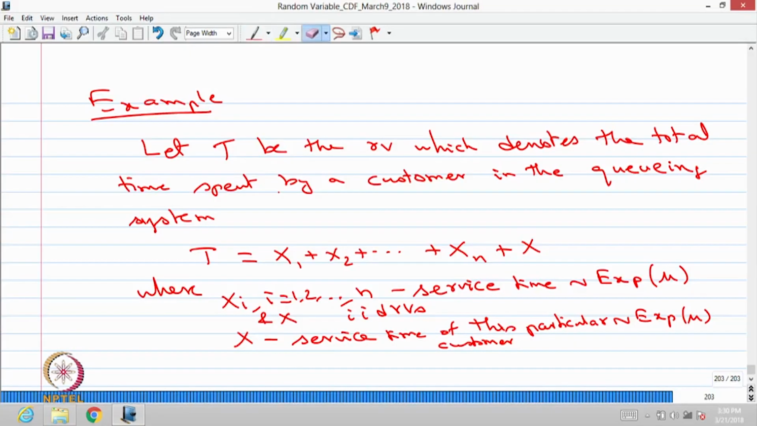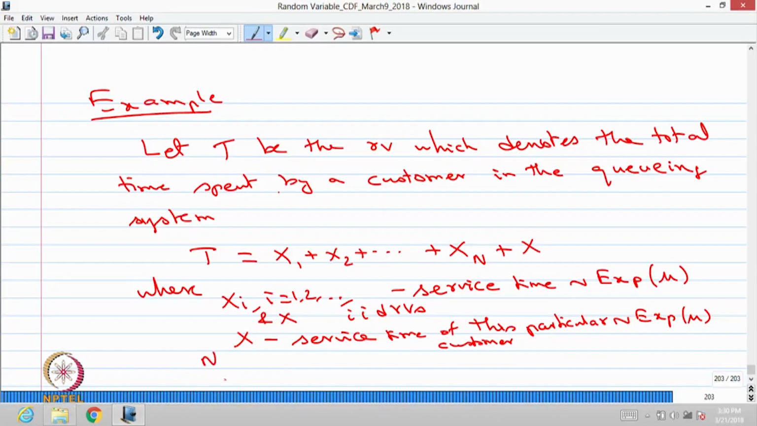So, n is a random variable. I can write this small n as the capital N, and the xi's are going to be IID random variables, including a capital X. Now, capital N is the number of customers in the system, which is independent of the service times of all the customers.